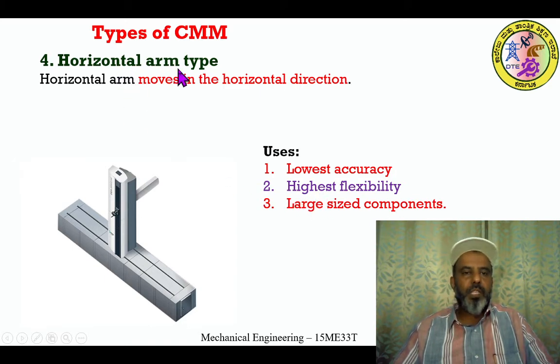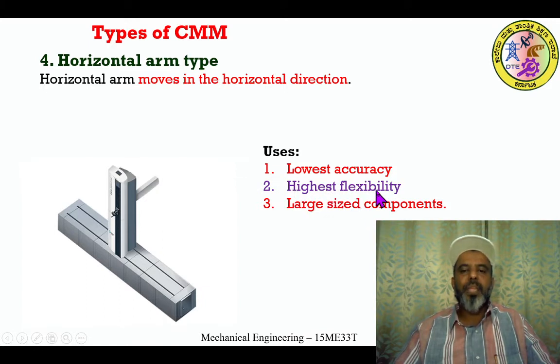In case of horizontal arm type, you should remember these are employed for highest flexibility, but the accuracy is lowest among all the different 5 types of CMMs. Here the horizontal arm moves in the horizontal direction, and in this case these are employed for lowest accuracy, highest flexibility, and large size components. These are the 2 important things here.